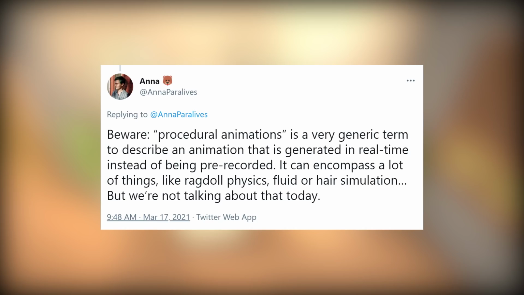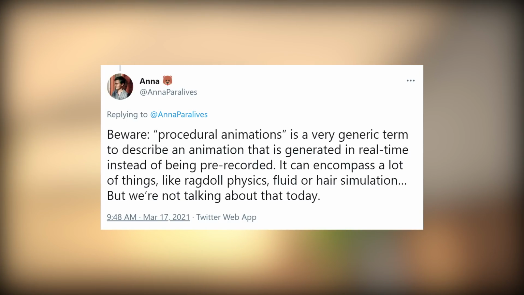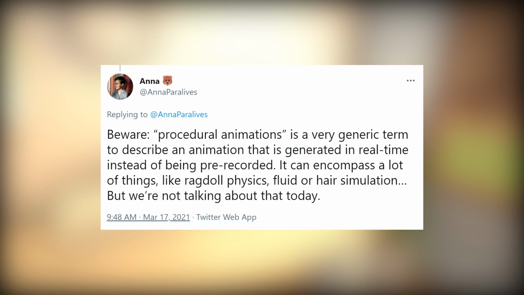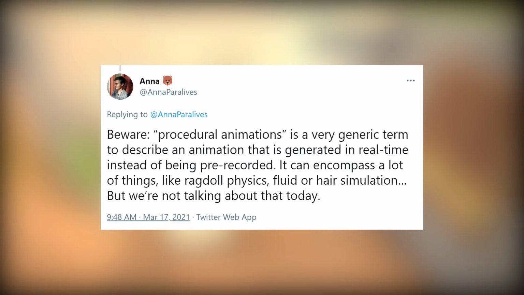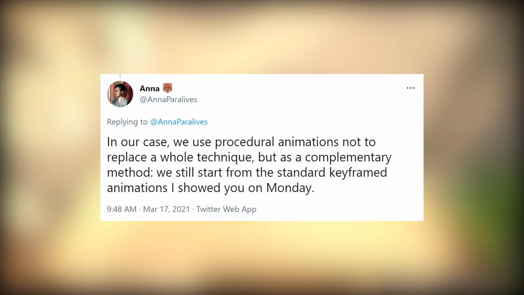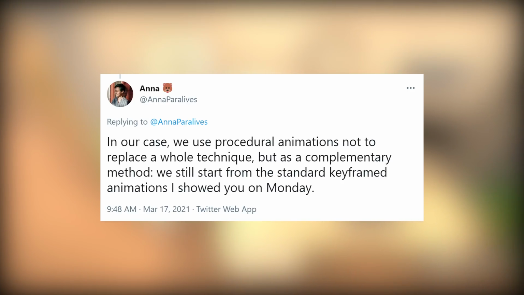"Beware, procedural animations is a very generic term to describe an animation that is generated in real time instead of being pre-recorded. It can encompass a lot of things like ragdoll physics, fluid or hair simulation, but we're not talking about that today. In our case, we use procedural animations not to replace a whole technique, but as a complementary method. We still start from the standard keyframed animations I showed you on Monday."